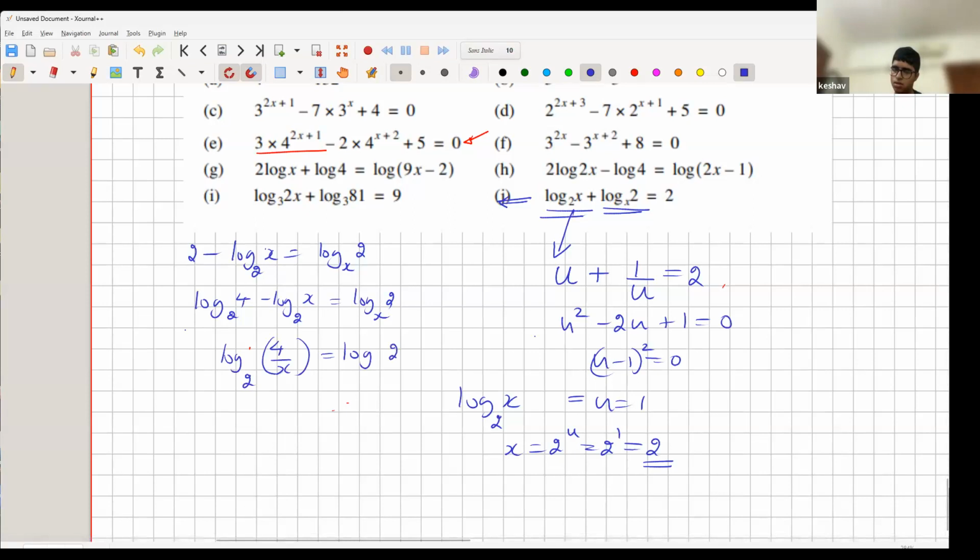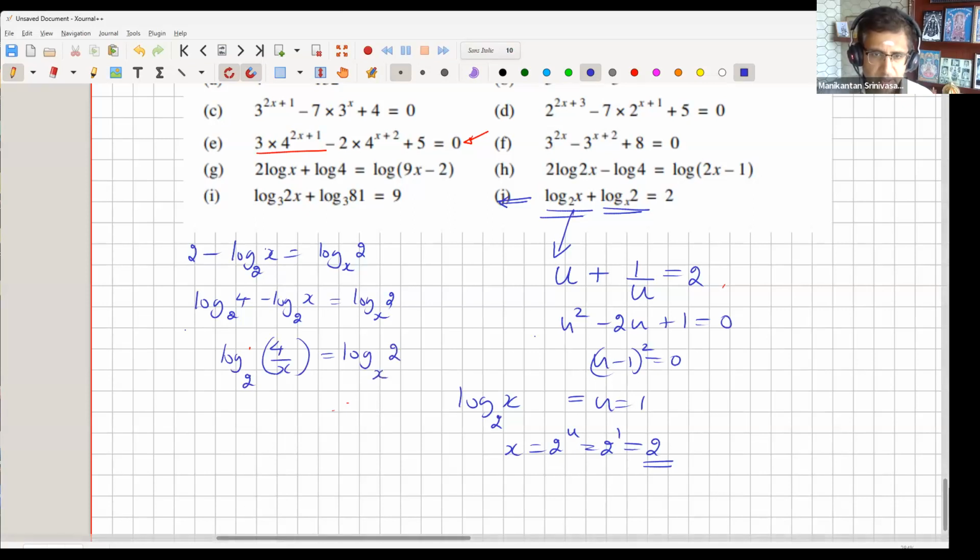Sorry, one sec. I followed you till here, right? So log of 4 by x to the base 2 is equal to log of 2 to the base x. And then what did you do after this? I did... wait, I think I made a mistake, but I still got that it's not possible.